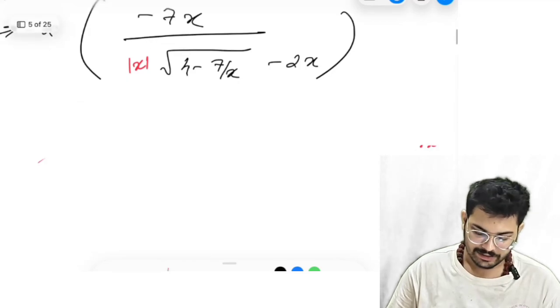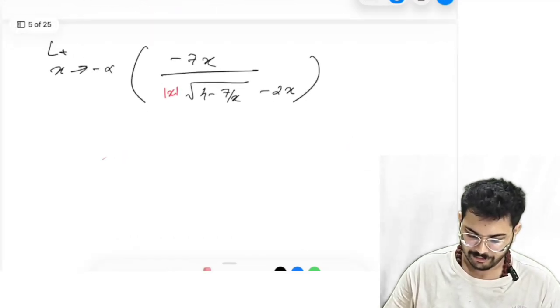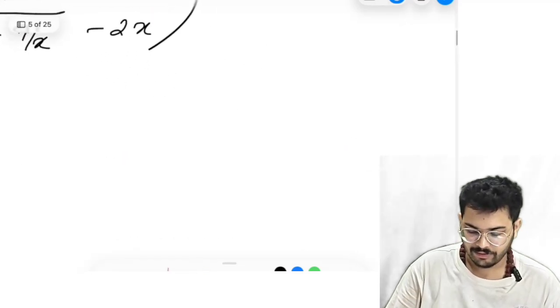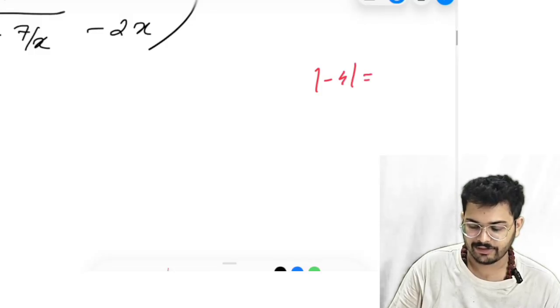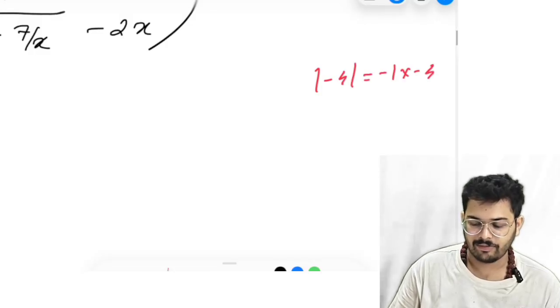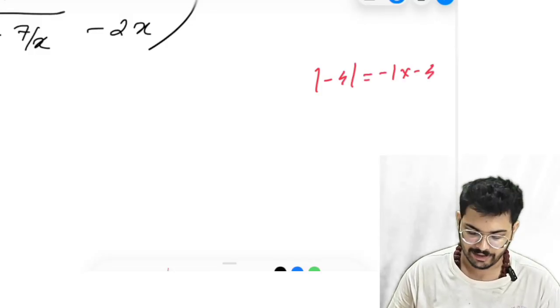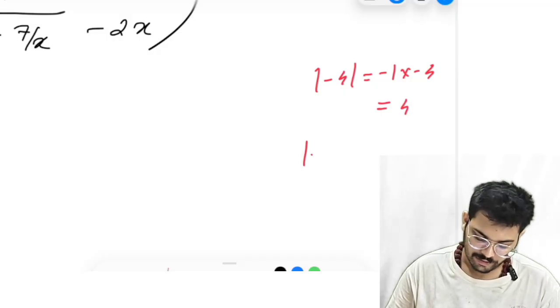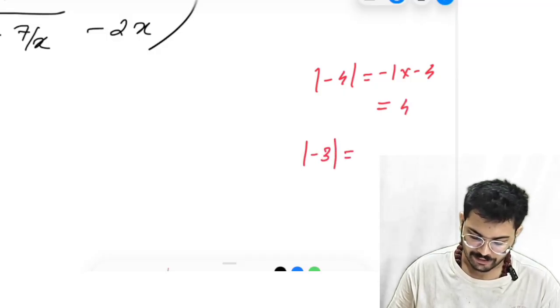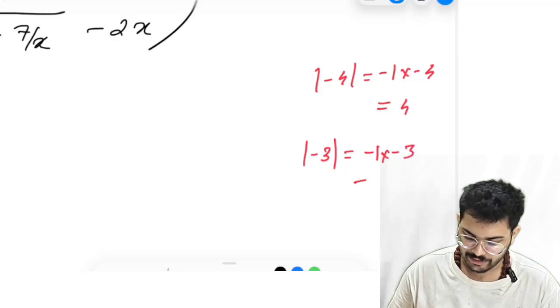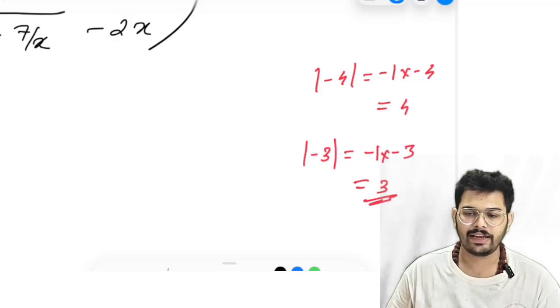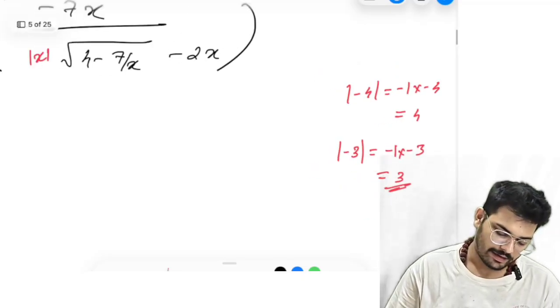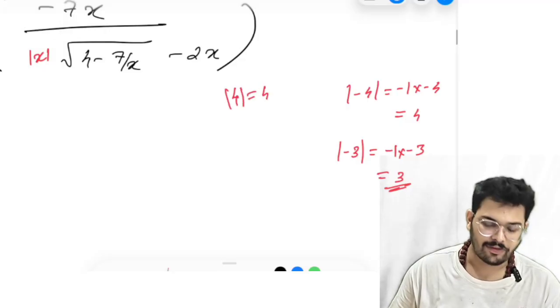Now, what is the modulus of a negative number? That is, what is the modulus of minus 4? Minus 4 is actually minus 1 into minus 4. Modulus of minus 4 is minus 1 into minus 4, which is equal to 4. What is the modulus of minus 3? That will be minus 1 into minus 3, which will be 3. That means we will take the negative value. And what is the modulus of 4? Modulus of 4 is 4.